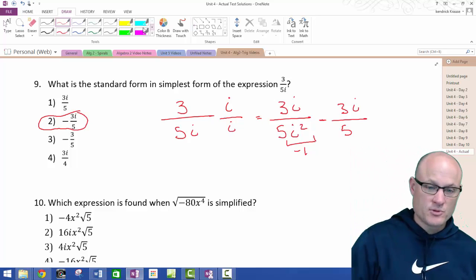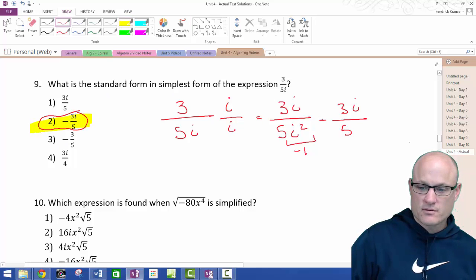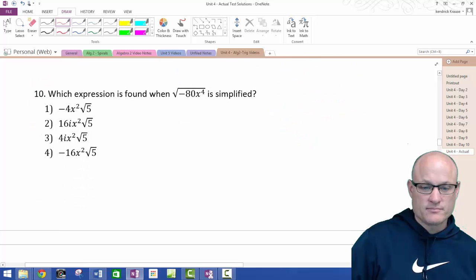Moving on. Oops. Going to do it in yellow. All right. We're going to simplify this.